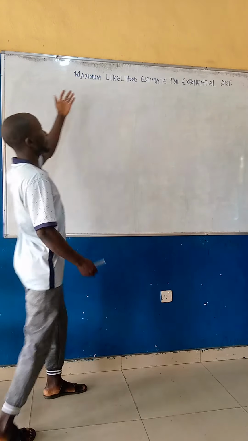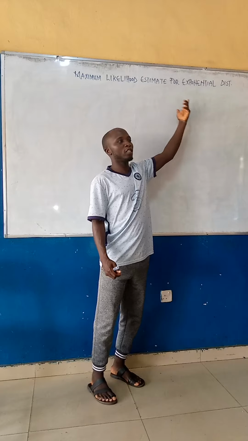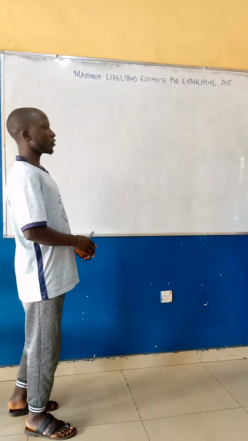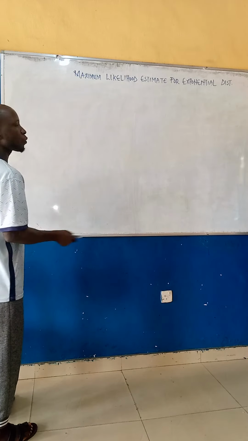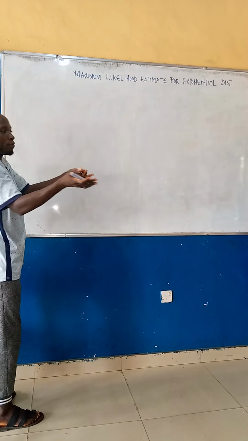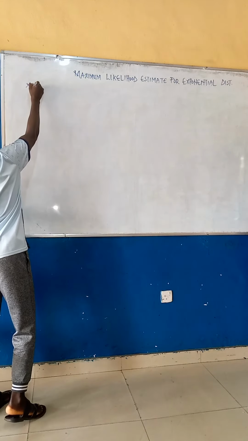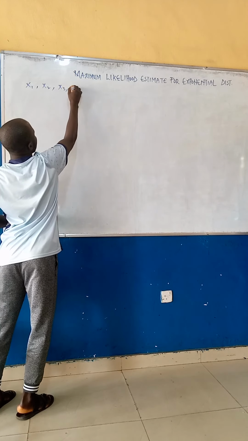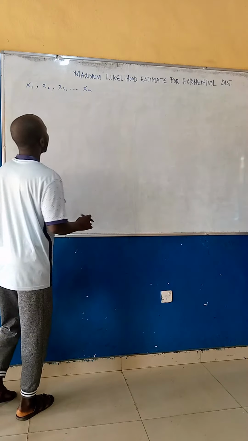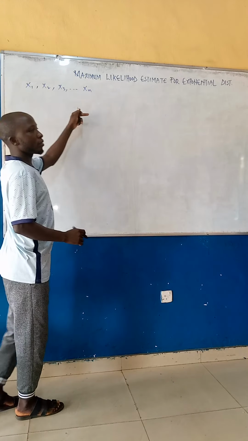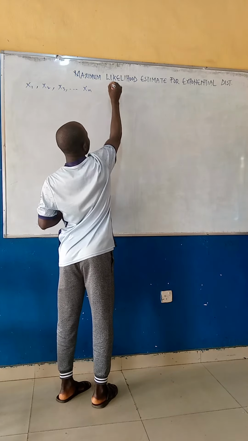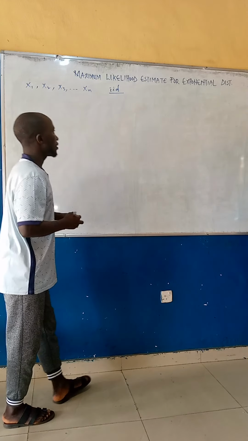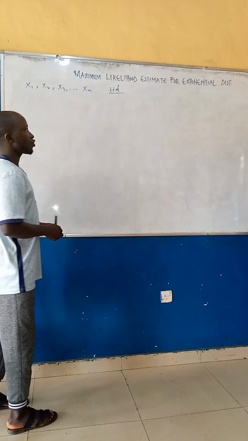We are going to be looking at the maximum likelihood estimate for an exponential distribution. Exponential distribution is a continuous distribution. Now, suppose we have a set of random variables, say x1, x2, x3, ..., xn, and all these random variables are independent and identically distributed.